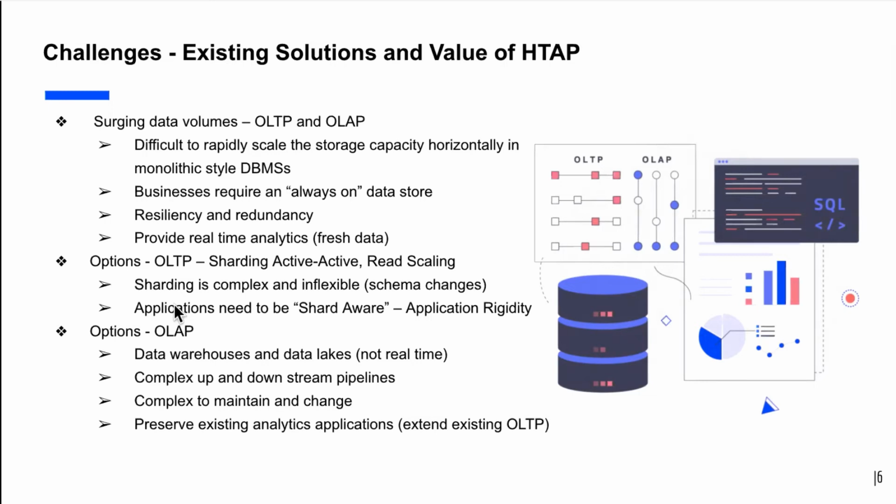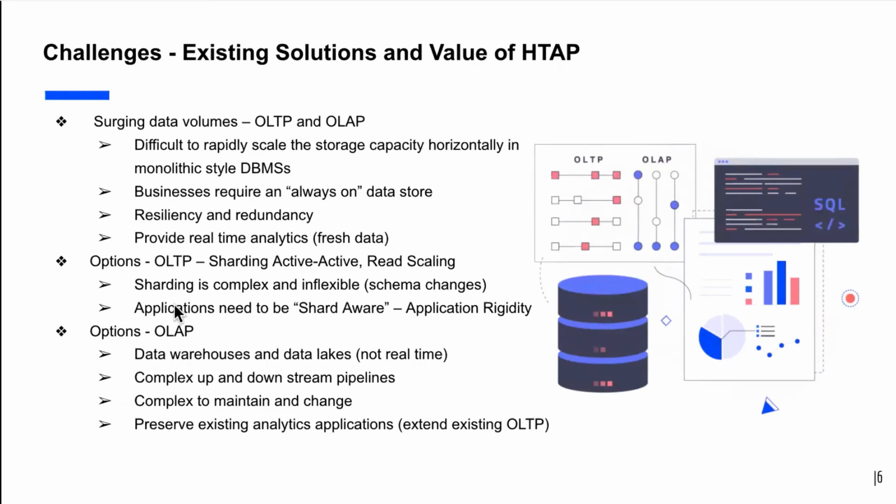Some of the options for OLTP to get to that HTAP environment, there's, for example, sharding, and maybe I do read scaling off of that. And there's some complexities with that. Sharding is complex, and the schema is usually not very flexible in how you can change it, right? Because you're using an OLTP type of data model. You have application complexities that you see here.